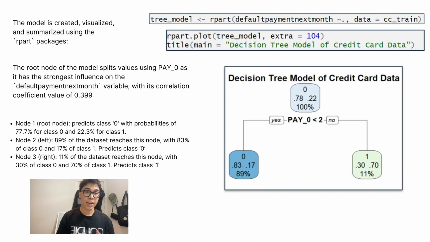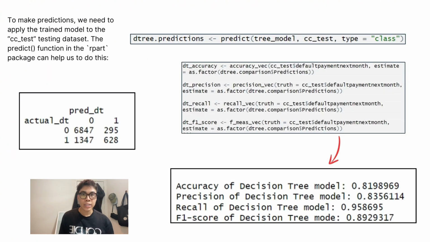It predicts class 1. To make predictions, we need to apply the trained model to the CC test testing dataset. The predict function in the rpart package can help us to do this. Once we have the prediction, we can use it to draw a confusion matrix, and then we can calculate the evaluation metrics such as accuracy, precision, recall, and F1 score. You can see the result in the slide.